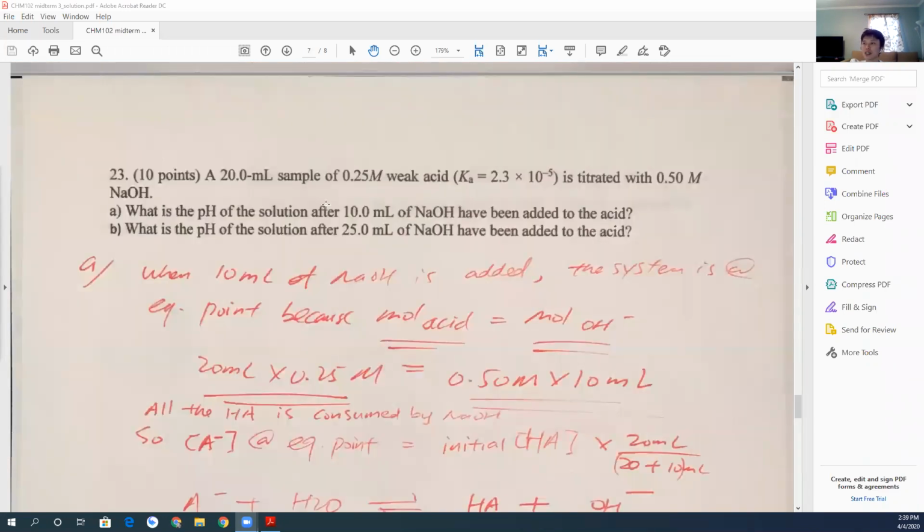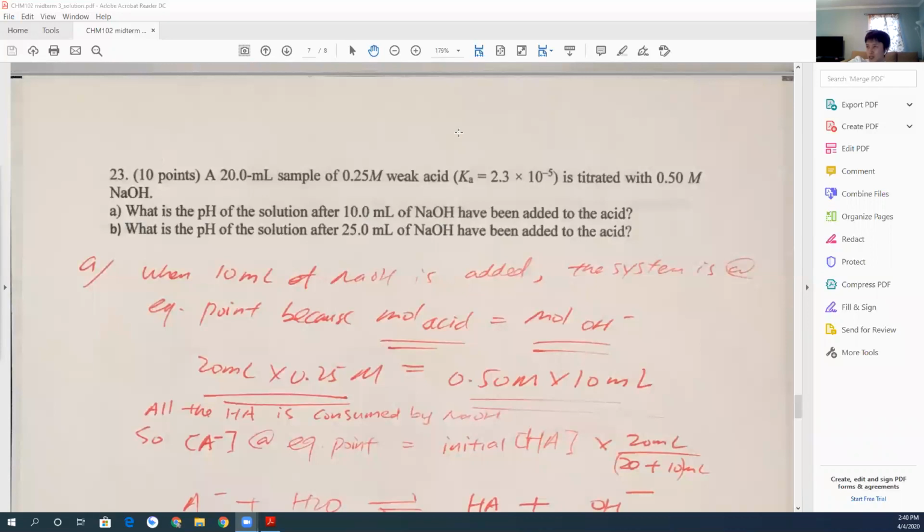Number 23 is a titration between a weak acid and a strong base. It's also similar to the practice exam. For part A, it asks you the pH when 10 mL of this strong base has been added.